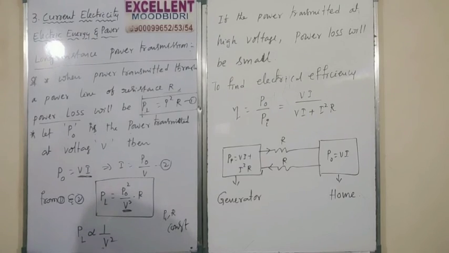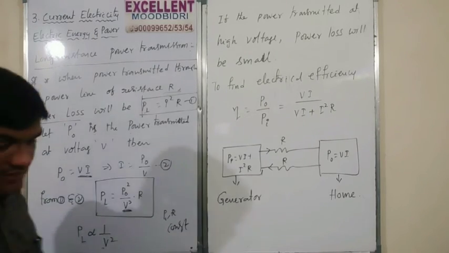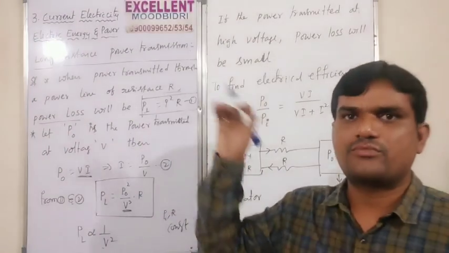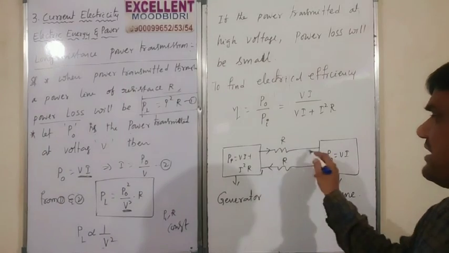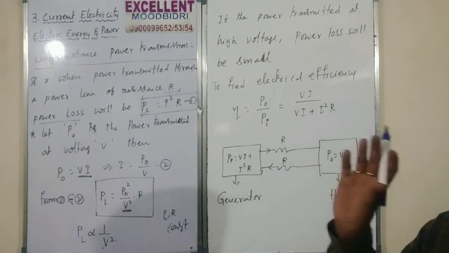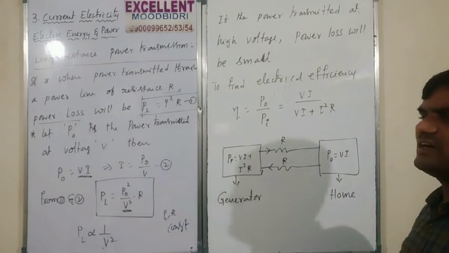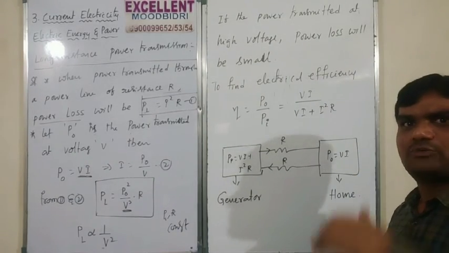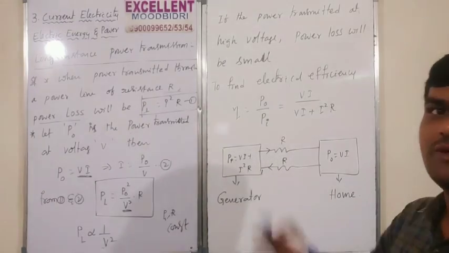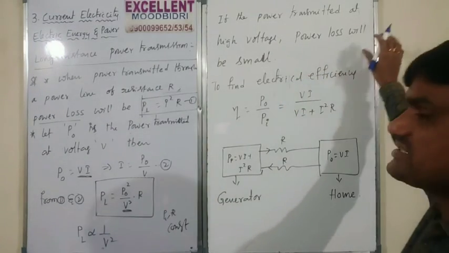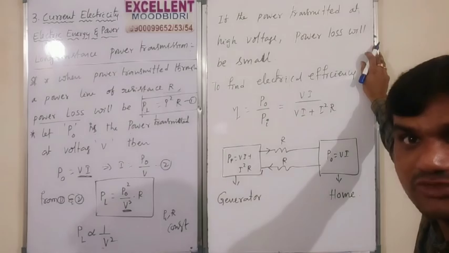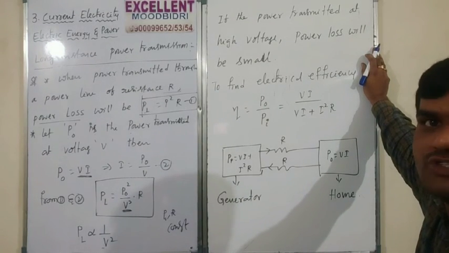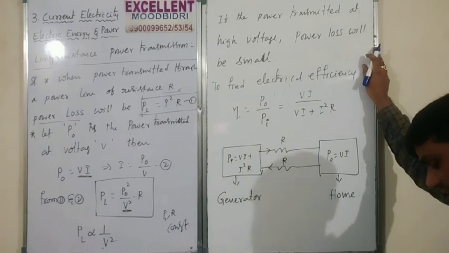This is very important. That's why the power lines have very high voltage. That's why on the telephone terminal poles, they write that these are high voltage power poles. That's very dangerous.